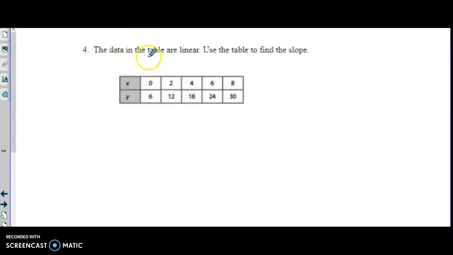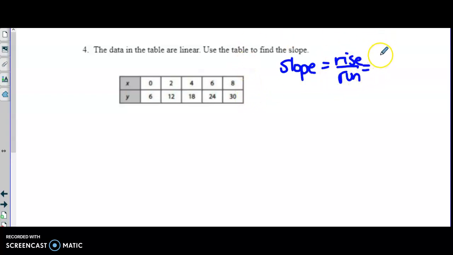The data in the table are linear. Use the table to find the slope. Okay, so we know it's linear, so now we just want to find the slope. We said at the beginning there's a lot of different ways to find slope. On the graph, we've been doing rise over run. That way doesn't make as much sense from a t-table.